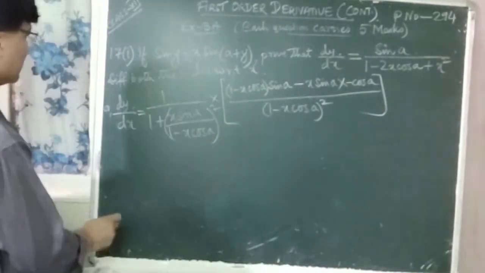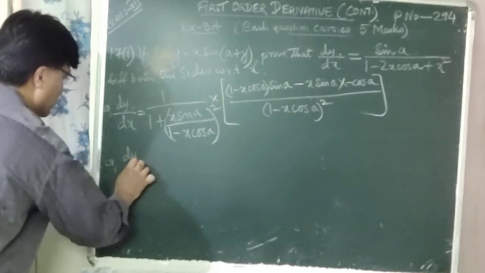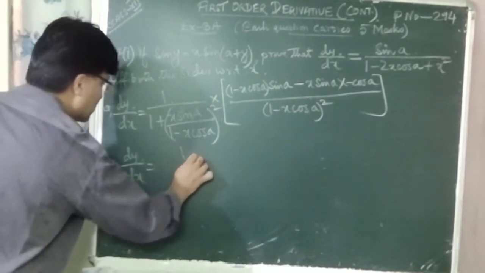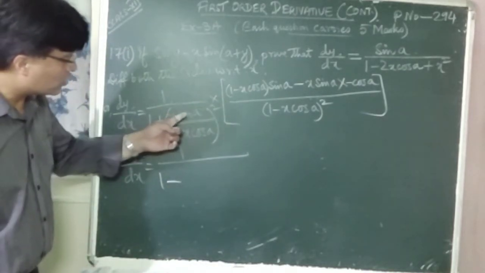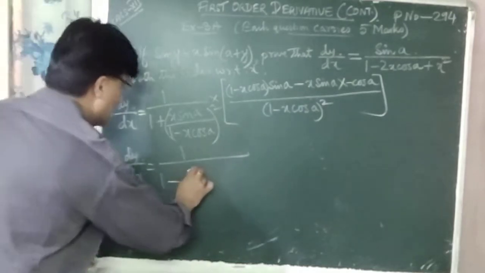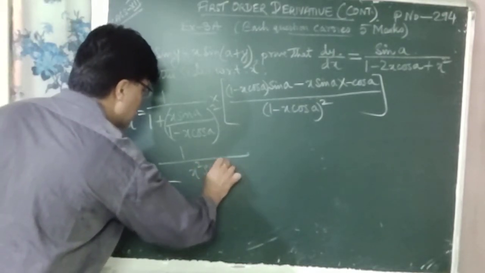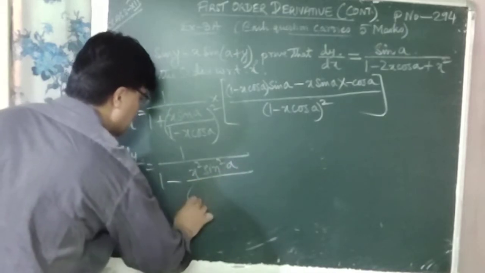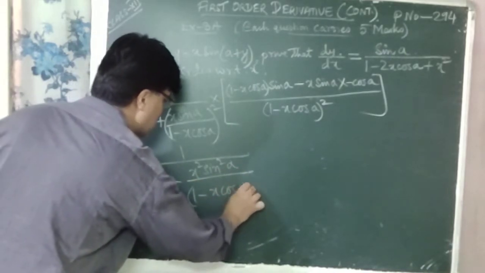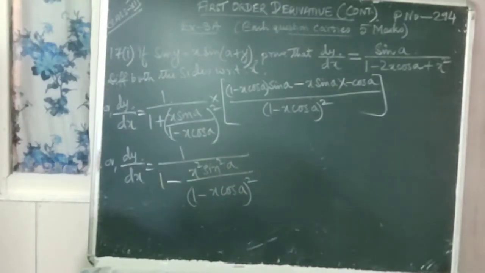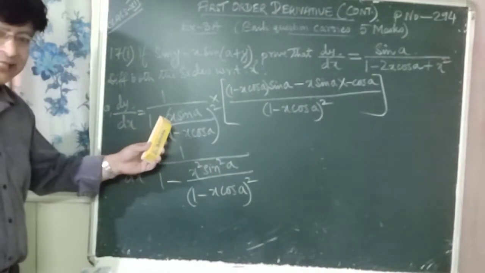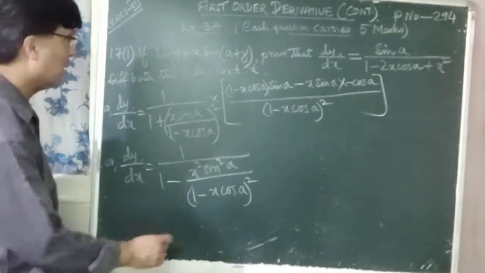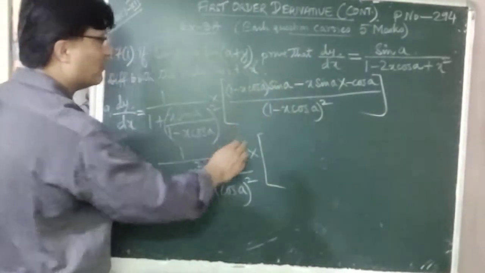Now we can simplify it further. dy by dx is equal to 1 upon 1 minus, and this square is for both numerator as well as denominator, that is x squared sin squared a divided by 1 minus x cos a whole squared, right? So we have simplified the numerator and denominator. We have simplified the second term of the denominator. Within the bracket, let us simplify it.